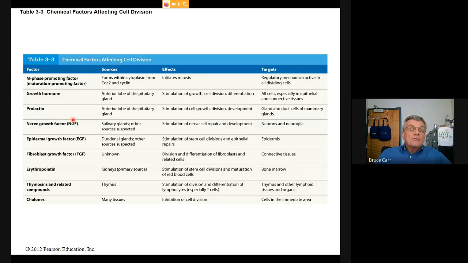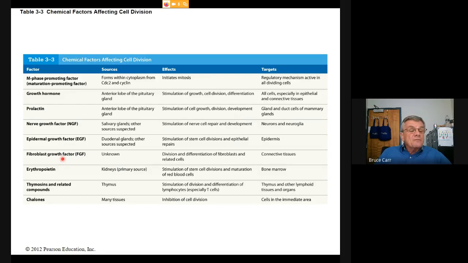Prolactin is from the pituitary gland as well. It stimulates growth, cell division, and development, especially in reproductive glands and in the duct cells and the mammary glands in the female. Prolactin is the hormone that stimulates milk production at the time of reproduction. Nerve growth factor stimulates the growth of neurons and neuroglia, the nervous system. Epidermal growth factor is stimulating to the skin.